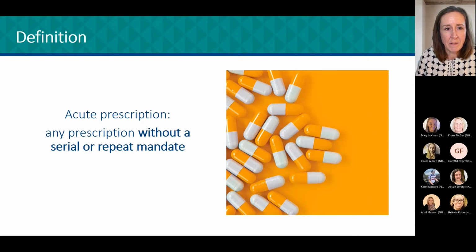But what do we actually mean by an acute prescription? It's important as you go through the toolkit to really understand this: the toolkit implies that an acute prescription is any prescription without a serial or repeat mandate, i.e. a prescription which is requested inside a consultation by a primary care clinician, for example, for an antibiotic, or outside of a consultation by a patient who wants a supply of medication that is not on their repeat prescription or part of a serial prescription at their local community pharmacy.